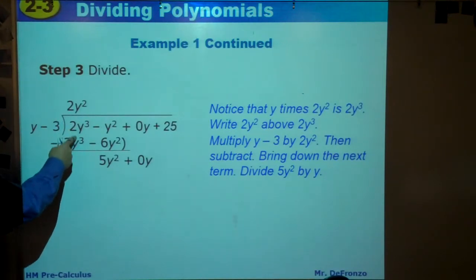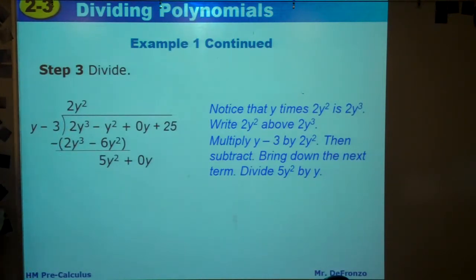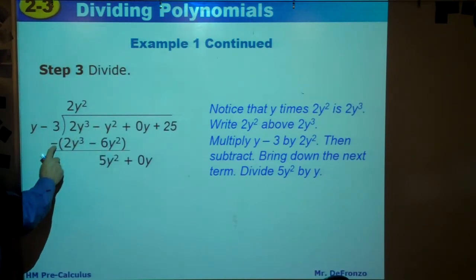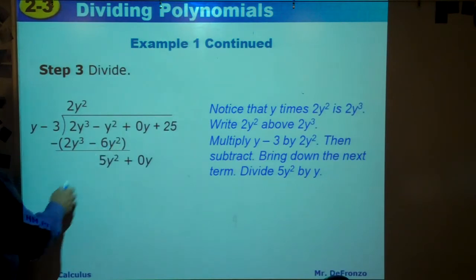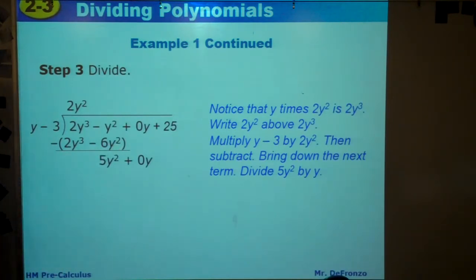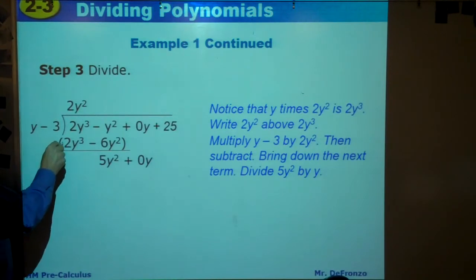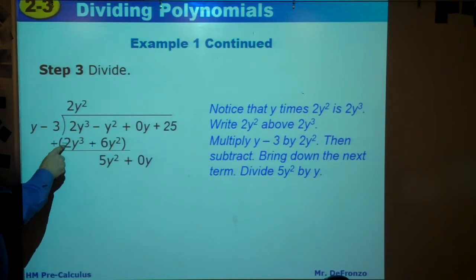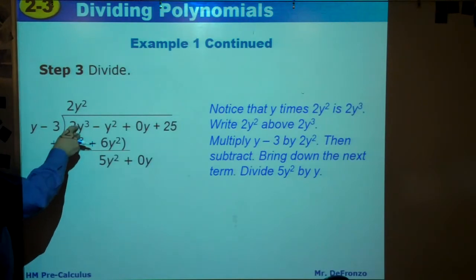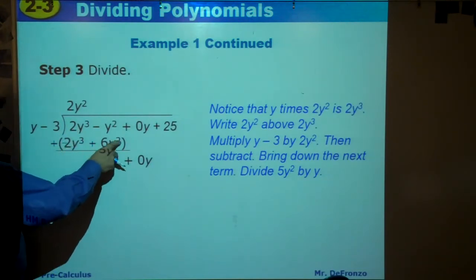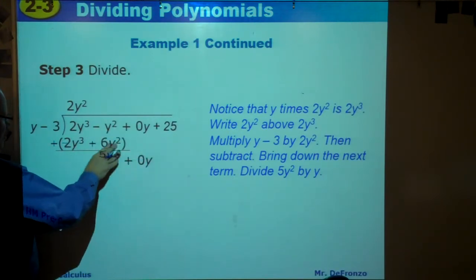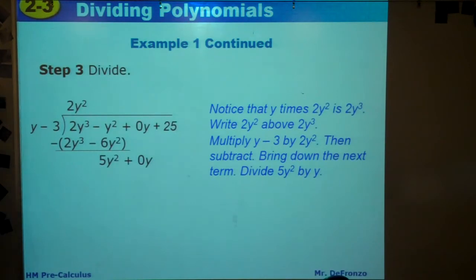And then we, of course, have to subtract this. Again, I prefer to change the signs and add, because here we have negative y squared minus negative 6y squared. That just to me seems like an opportunity to lose a sign, and so this is what I would do. I would change the signs and then add. It's the same as subtracting. Okay, so these cancel each other. 6y squared plus negative y squared is 5y squared. Bring down that 0y, and let's do the next step.